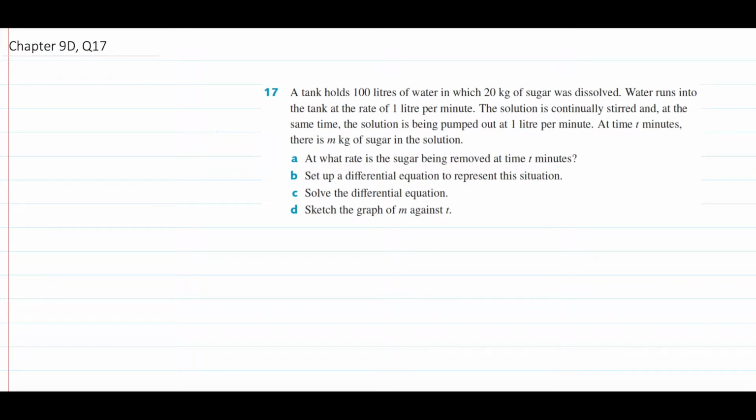Today we are doing chapter 9D, question 17. So we're moving on to a new chapter. I reckon 9A, B, and C are fairly straightforward. But 9D, that's when you start doing your application. That's when things start to become quite confusing.